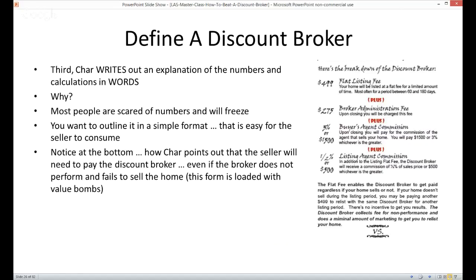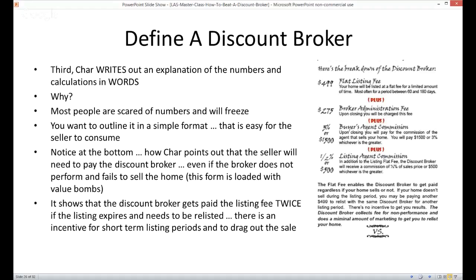Now, notice at the bottom how Char points out to the seller that they will need to pay the discount broker even if the broker does not perform and fails to sell the home. So this form is loaded with these value bombs. If you dig into this thing, it's pretty incredible. Now it shows that the discount broker gets paid the listing fee twice or maybe even 3 times if the listing expires and needs to be relisted.